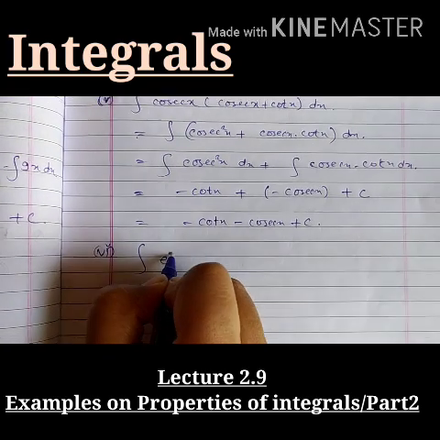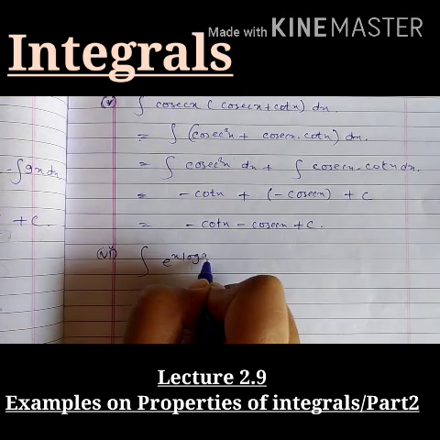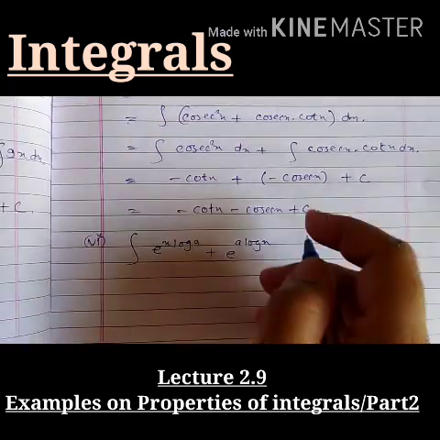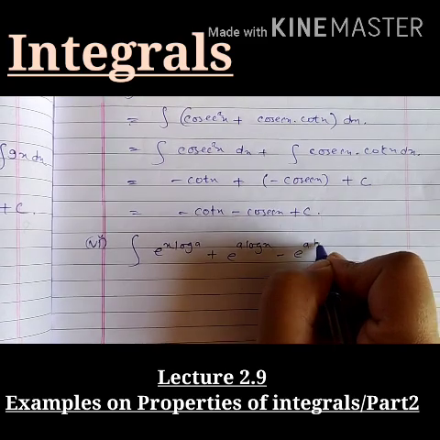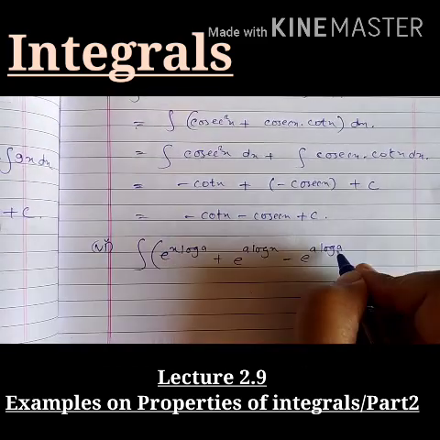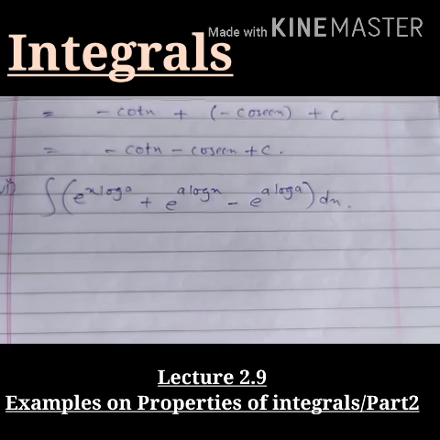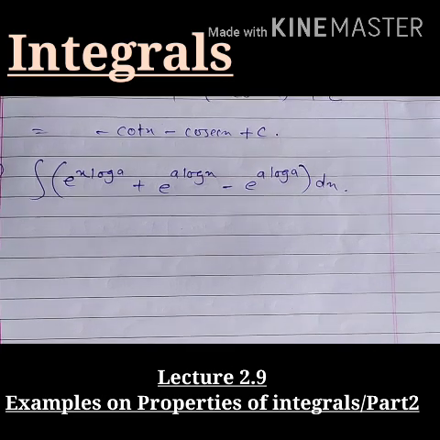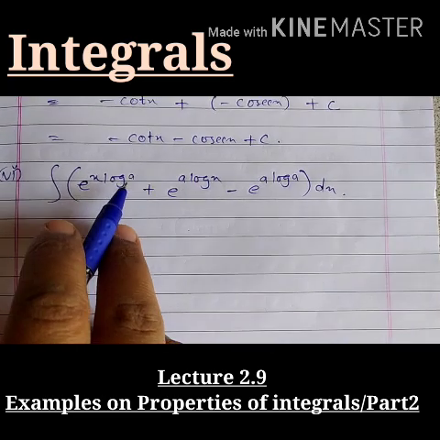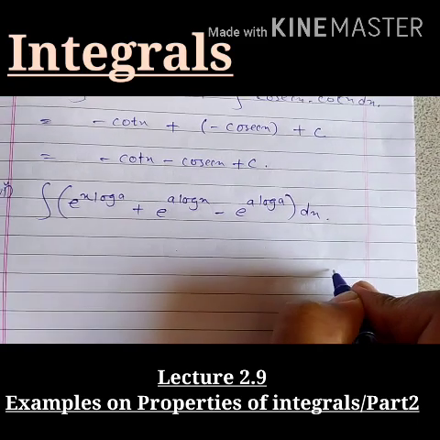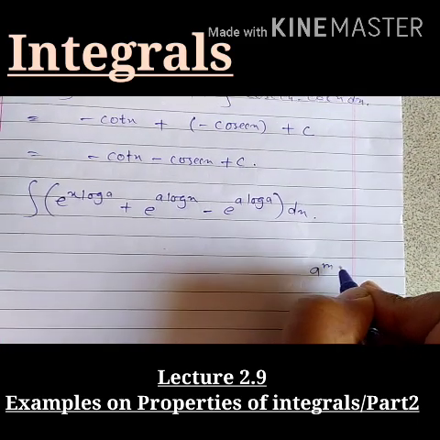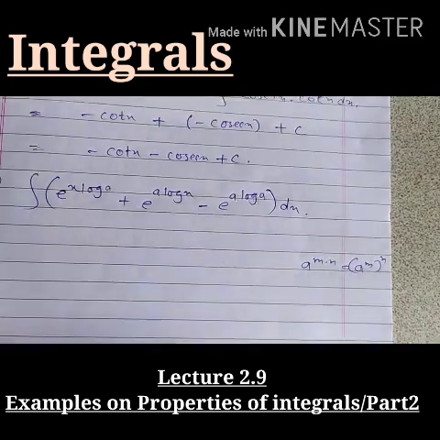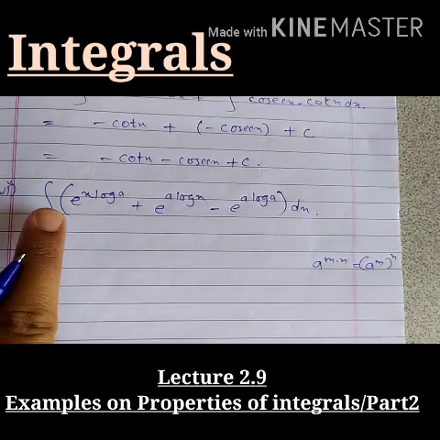integration of e raised to x log a plus e raised to a log x minus e raised to a log a dx. Okay. Now we have e to the power x into log a. So if we know that if a raised to m into n is there, we can write a raised to m raised to n. We know this, so we will apply this here.